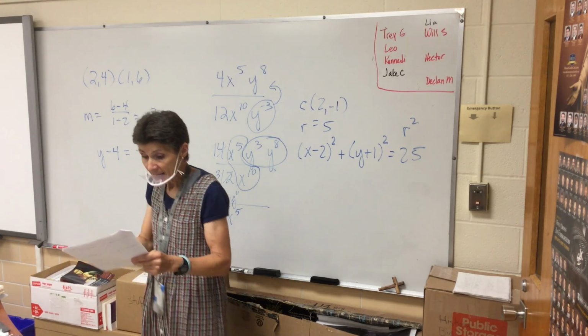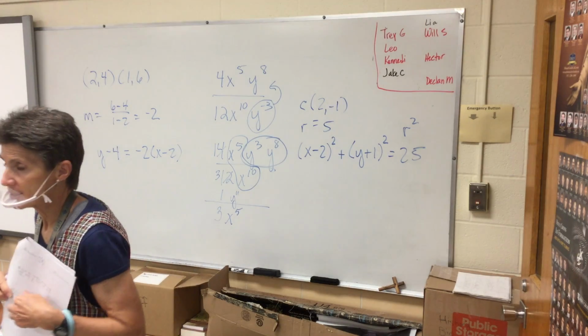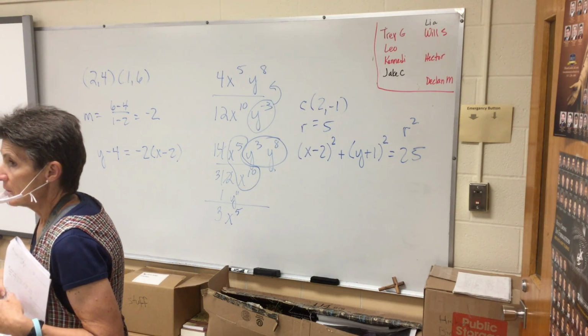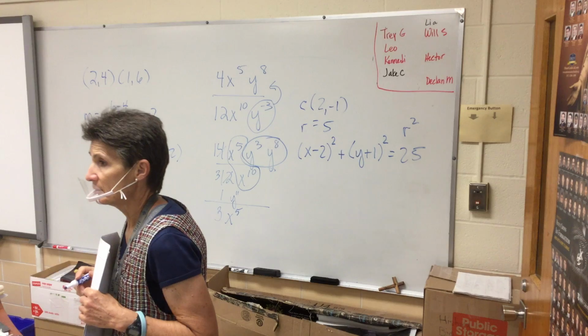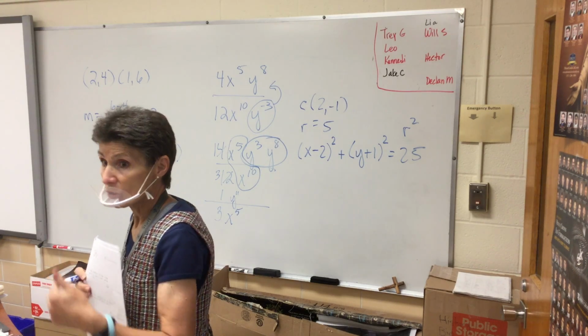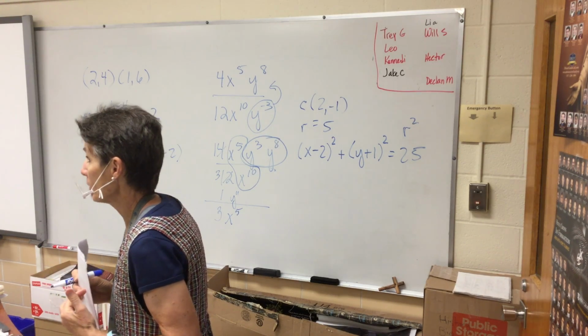Now, again, there are no directions here. So can we stop right there? Yes. That is called the point slope form of the line.